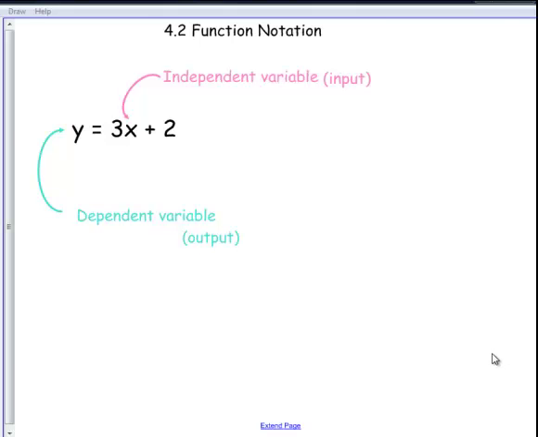All right, I got my wingman back with me today. Holler! All right, so we're going to do function notation.